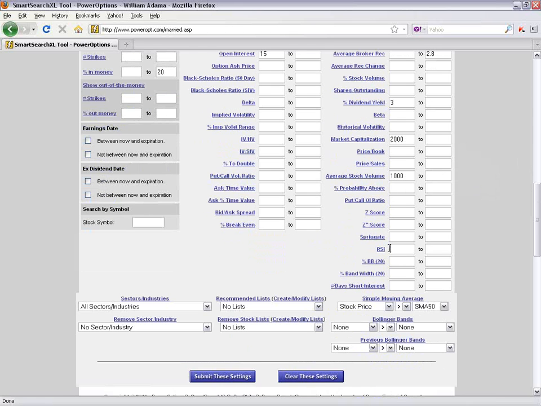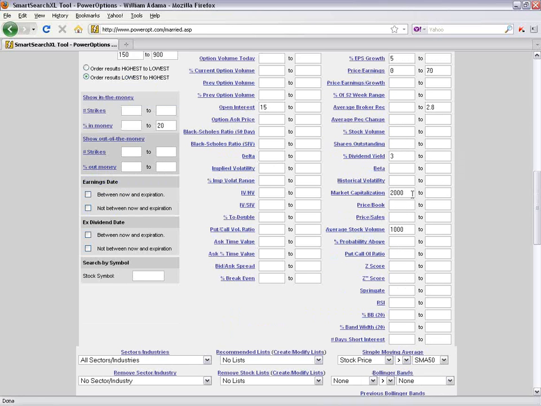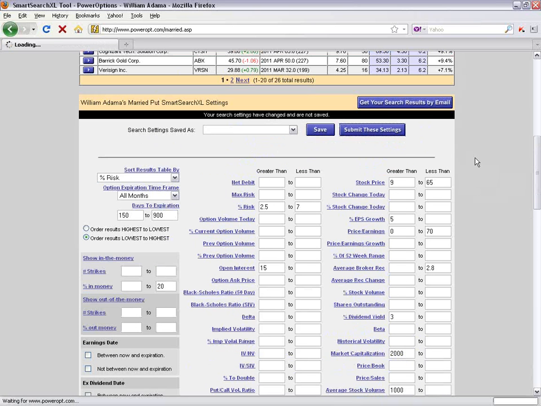If I wanted to use things such as the RSI or the Bollinger Band ranges, I could put those in as well for the technical criteria. But let's just use these examples. Looking for some bullish stocks, some good fundamentals, still in an uptrend, medium to large cap stocks that trade at least 1 million shares per day and have a 3% dividend. Now let's run that search.